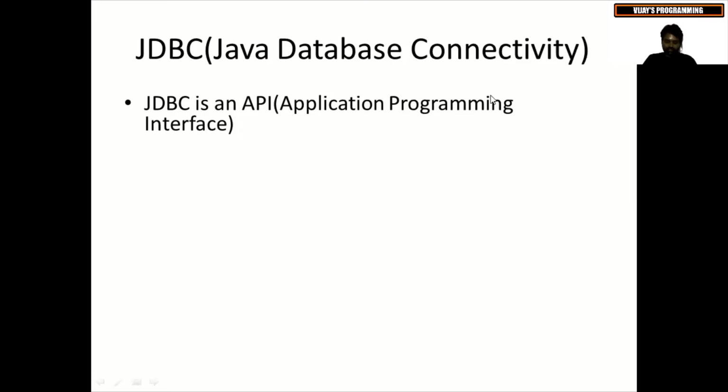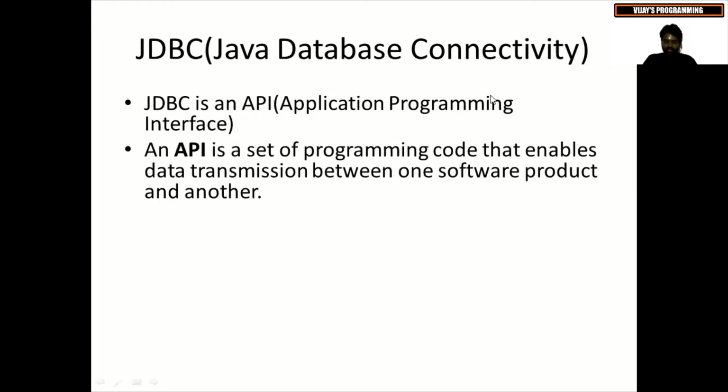And what it does, basically an API is a software tool that we can consider that will be enabling the data transmission between two other software products. We can consider an API as a software tool that will be enabling us to communicate from one software product to another software product.